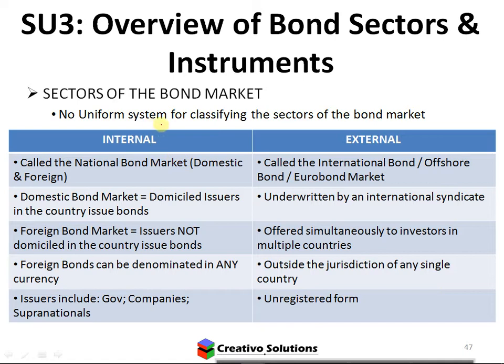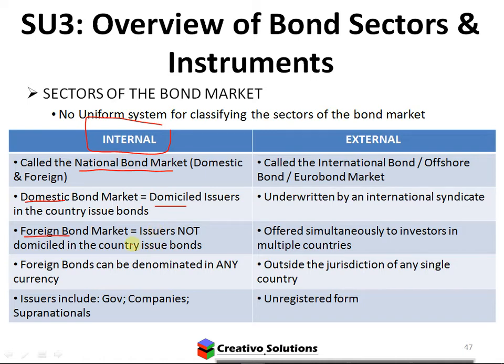Right, so internal is within the country. If I'm looking at the national bond market, you've got domestic and foreign. National meaning in the country. So South African companies issuing bonds, domestic or foreign. The domestic bond market is domiciled issuers in the country issuing the bonds. Domiciled meaning was created in this country. So a South African-born company in South Africa issuing a bond. The foreign bond market is issuers not domiciled in the country, but they issue bonds. So that would be a foreign country issuing bonds in South Africa.